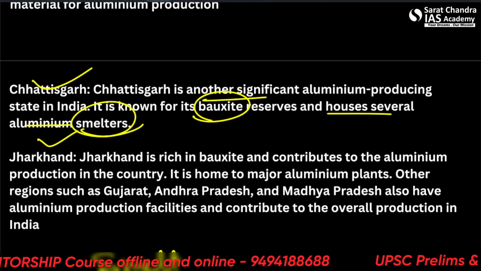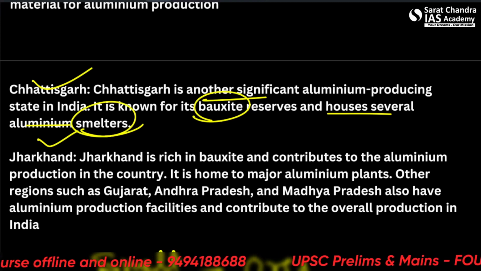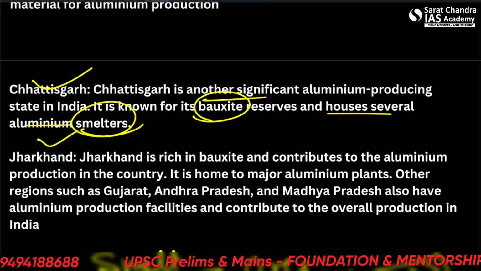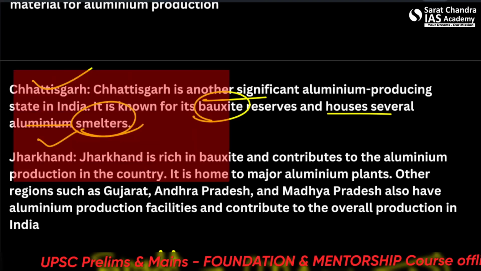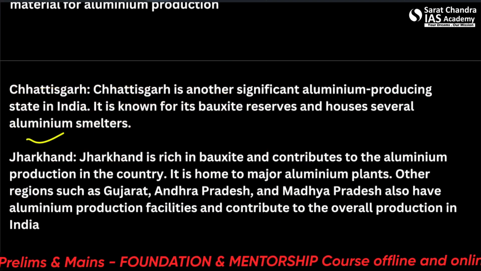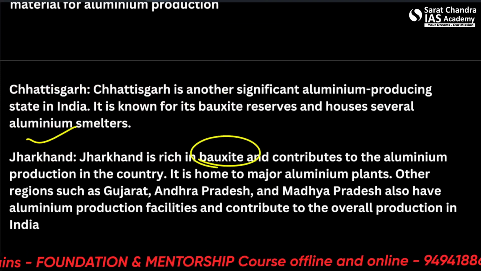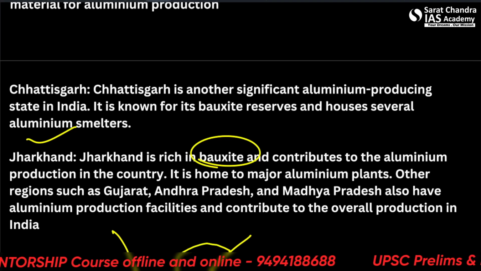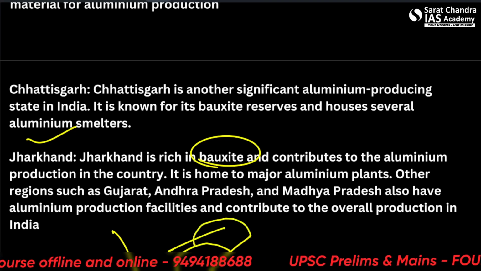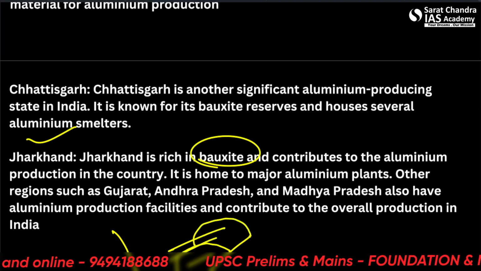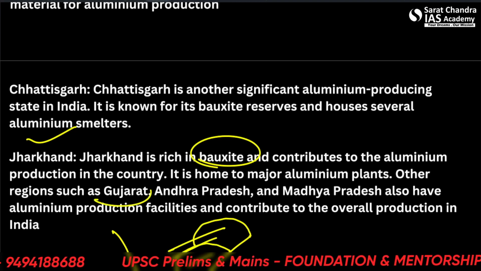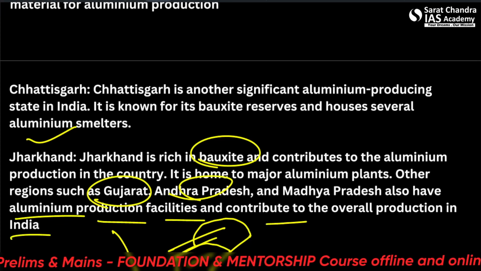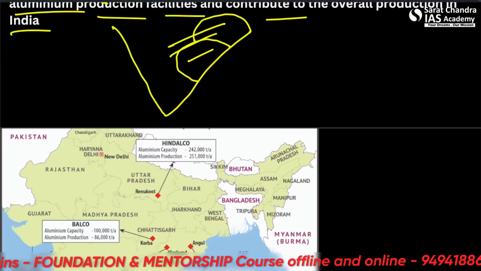Smelting is a process in which ores are heated to high temperature, and then impurities and metal are separated by various different methods due to a difference in boiling point, melting point, or whatever. Jharkhand is rich in bauxite. So you can see we are talking about this section of the country. Other regions such as Gujarat, Andhra Pradesh, and Madhya Pradesh also have aluminum production facilities and contribute to the overall production in India. So let's see the mapping.